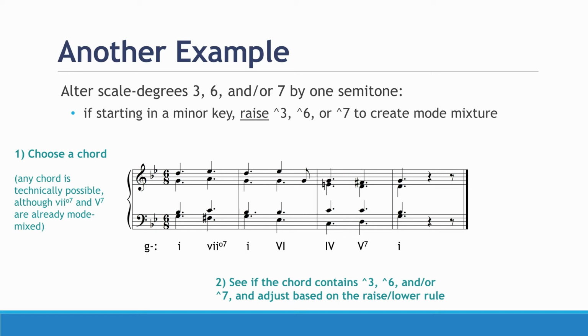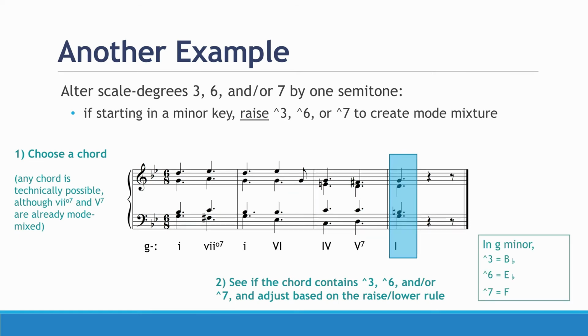Let's do another one. This time I'm going to choose the tonic chord at the very ending of this piece. We're going to follow the exact same rules. I'm going to choose my chord, then look at my chord and see whether it contains scale degrees 3, 6, or 7, and then adjust accordingly. I can map out some of these things ahead of time to help me out. In G minor, scale degree 3 is going to be B flat, scale degree 6 is going to be E flat, and scale degree 7 is going to be F.